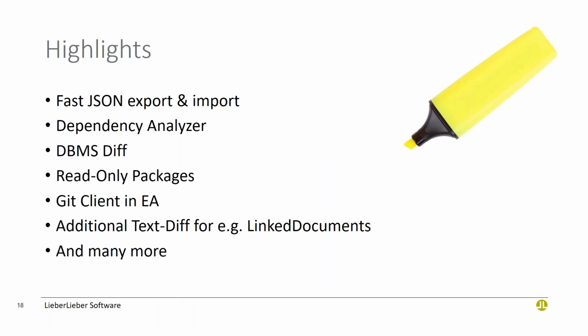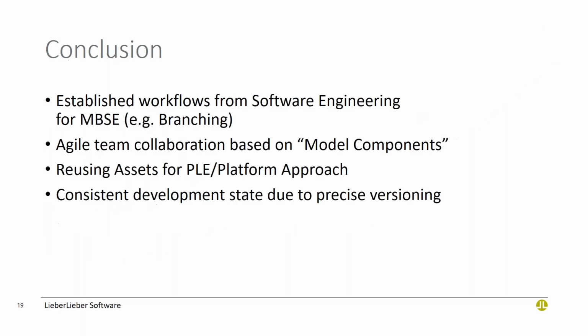So what are the highlights of our solution at the moment? It's the fast JSON file-based export and import. It is the powerful dependency analyzer. We have several customers that love this LemonTree components stuff for the dependency analyzer alone. We have the capability to do read-only packages. We have a Git client to some extent in EA, which was not part of this presentation today, and the text diffing is also a lot improved over previous versions of LemonTree.